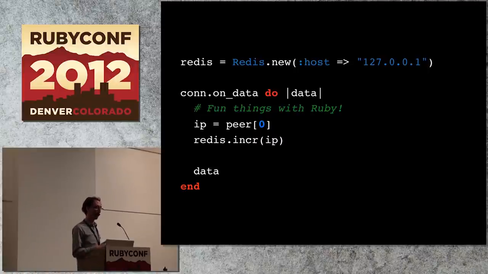Here's an example where I'm connecting to Redis, and every time I get a chunk of data, I'm incrementing a counter for that IP address in Redis. So again, this is a little taste of what you can start to do because it is Ruby. You can just start to write things and access your Ruby libraries, and it can be a lot of fun.